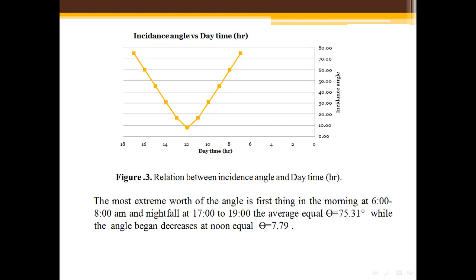This figure shows the day, time, and hours with the incidence angle. The incidence angle varies with time for the chosen day of study. The angles are different in their advancement from sunrise to sunset. The maximum value of the incidence angle at sunrise and sunset is equal to 75.31, and the minimum value at midday, at noon, is 7.79.